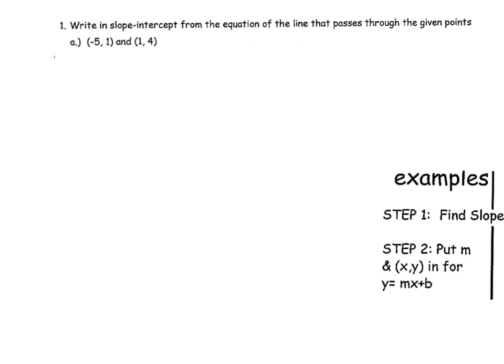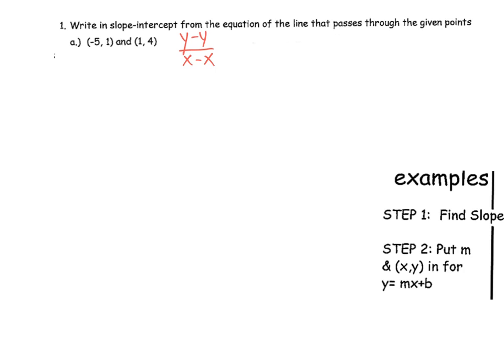That's what's different between today and yesterday. Yesterday, we didn't have to find the slope. The m was given to us already. So we have to use our formula for finding slope. Y minus y over x minus x. So first job, let's find the slope.